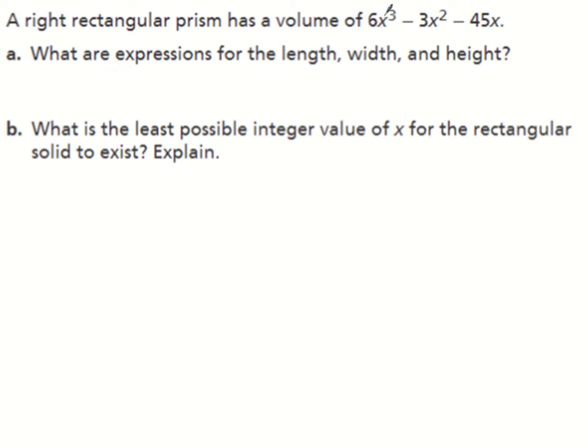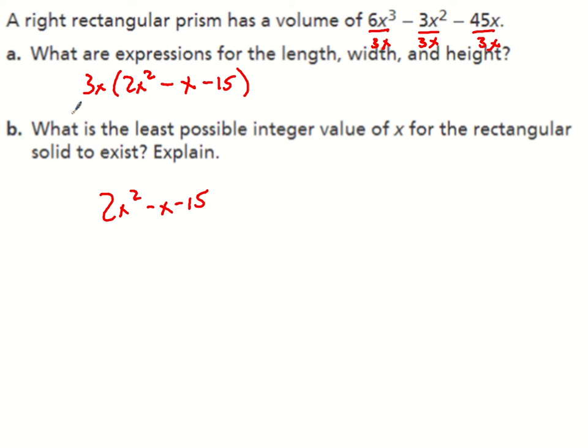Okay, so I cannot factor out 6, because 6 cannot be factored out of 3 or 45, but I can factor out a 3x, that'll work. All of these are divisible by 3. So if I factor out 3x, that's going to give me 2x squared, because I'm factoring out a 3x from all of these. That's going to give me minus x. And that's going to give me minus 15. Now I have to factor 2x squared minus x minus 15.